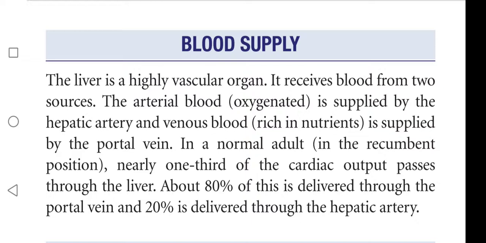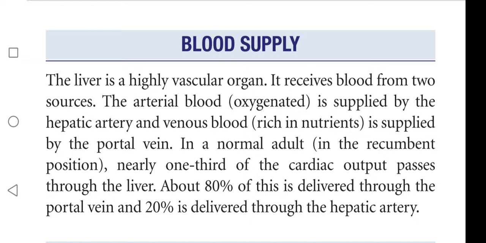The arterial blood, that is oxygenated blood, is supplied by the hepatic artery, and venous blood rich in nutrients is supplied by the portal vein. It is rich in nutrients because it comes from the stomach.